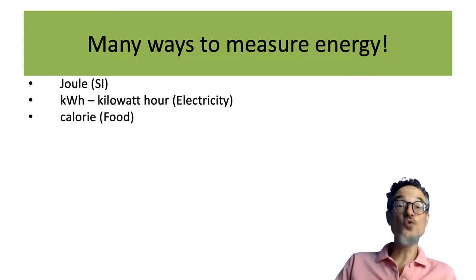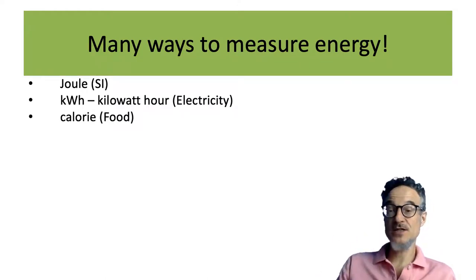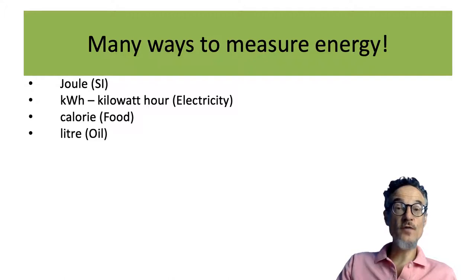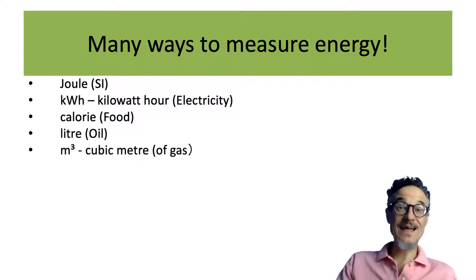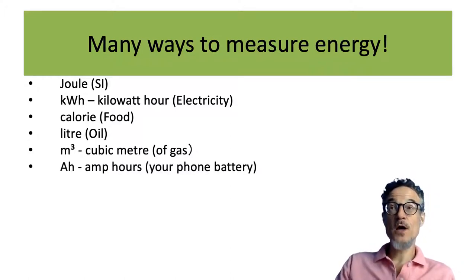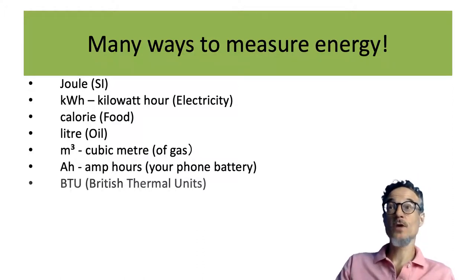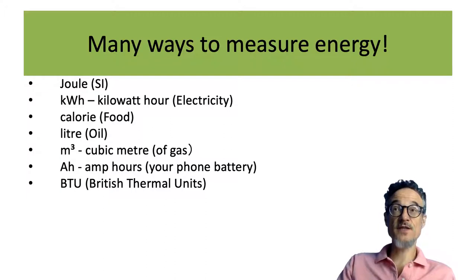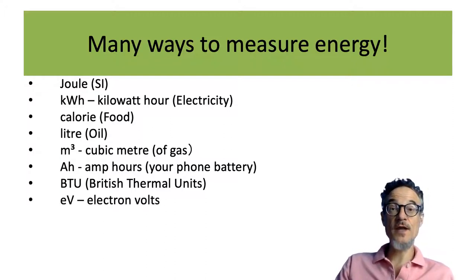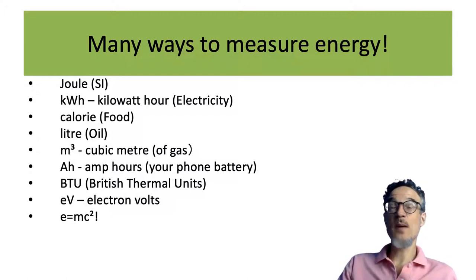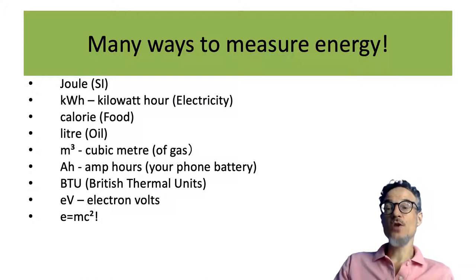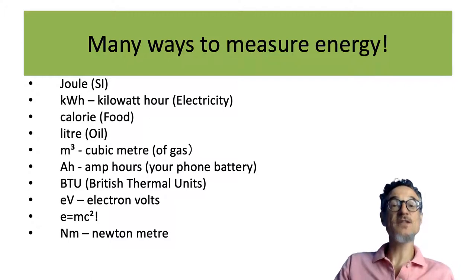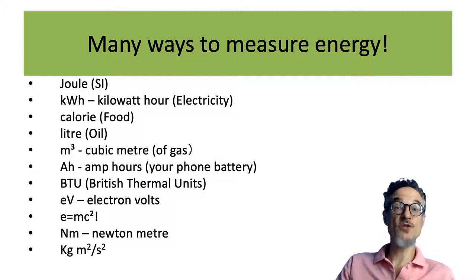If you're using food, so we eat energy, and usually when we're eating energy, that's measured in calories. You may use oil for heating, and that's usually measured in liters. If you've got gas, it's probably measured in Japan in cubic meters. You have a phone battery that stores energy, and that's probably measured in amp hours. BTUs is another measurement of energy, usually for gas, also used in the US. Electron volts, if you're talking about how much energy there is in an atom, in the electrons, as you remember from Einstein, E equals mc squared. It's also in standard units, newton meters is another measure of energy. And in basic units, it's kilogram meter squared per second squared, which we'll come to a little bit later.